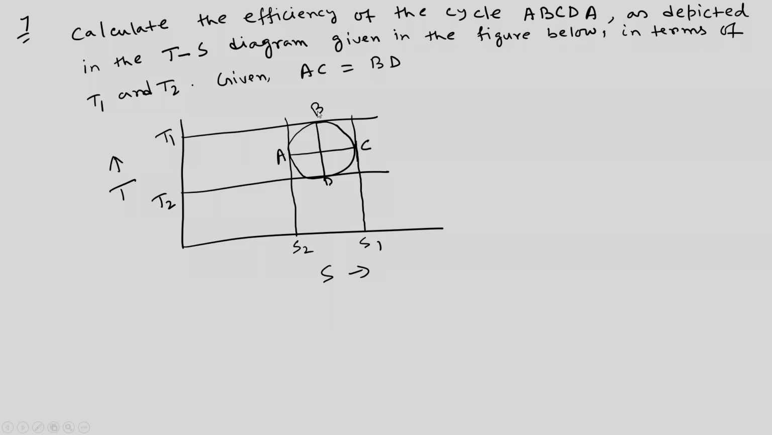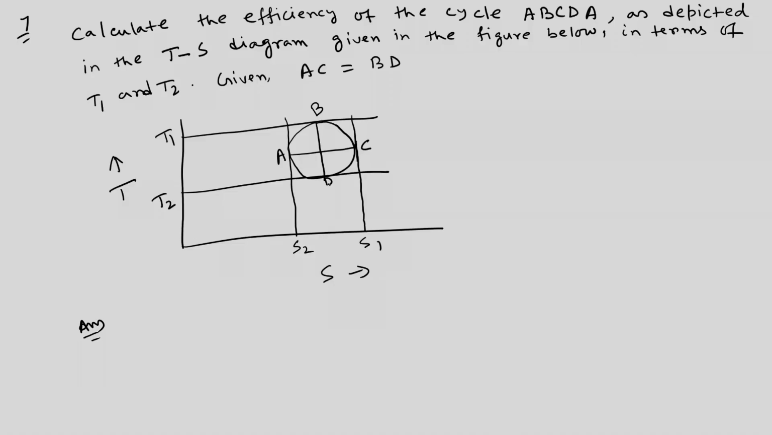So, this is the figure. Now, we read the problem once more. Calculate the efficiency of the cycle ABCDA as depicted in the TS diagram given in the figure below in terms of T1 and T2, given AC equals BD. The solution.